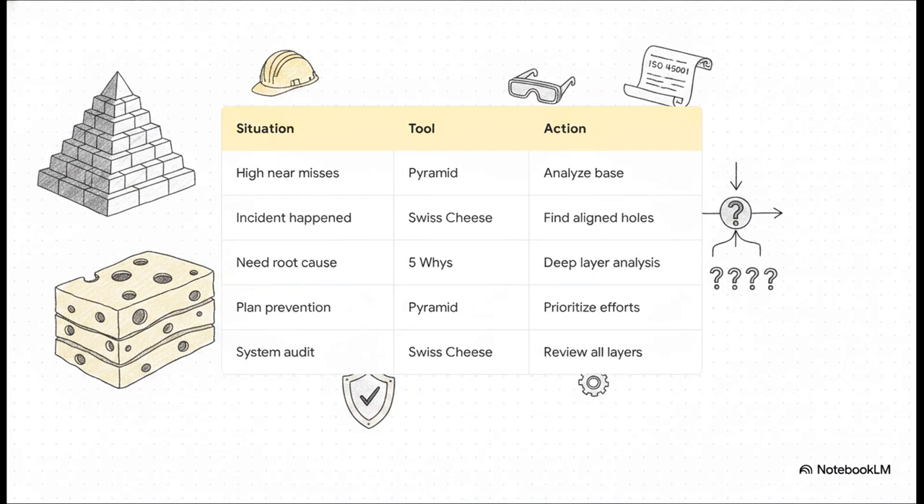Seeing way too many near misses? Boom, deploy Heinrich's pyramid to analyze the base. Did an accident just happen? Pull out the Swiss cheese model to figure out how the holes aligned. And when you find those holes and need the root cause, you hit it with the 5 whys. Using the right tool at the right time ensures you're easily meeting those strict ISO and EU directives.